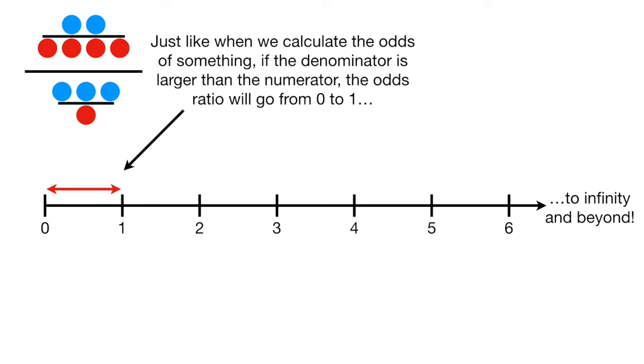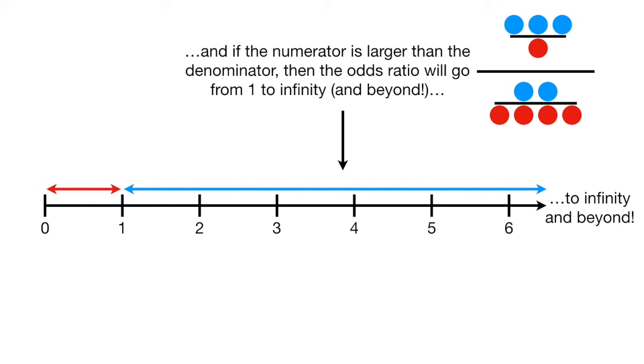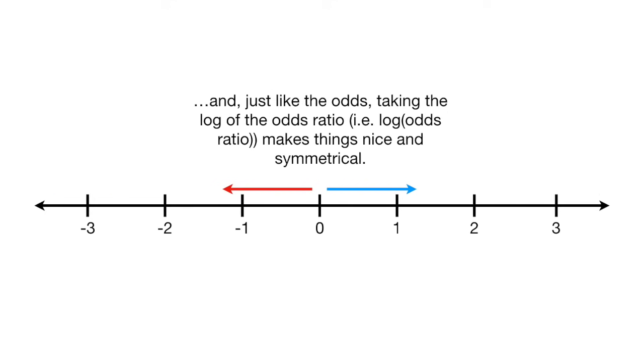Just like when we calculate the odds of something, if the denominator is larger than the numerator, the odds ratio will go from 0 to 1. And if the numerator is larger than the denominator, then the odds ratio will go from 1 to infinity and beyond. And just like the odds, taking the log of the odds ratio makes things nice and symmetrical.